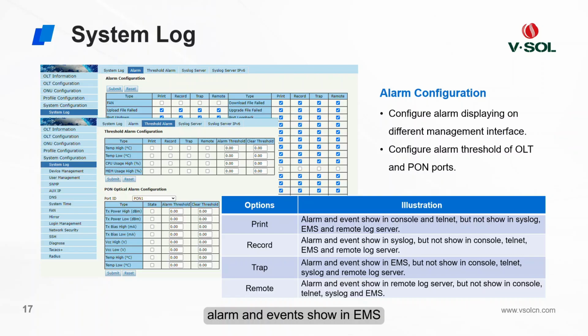Trap. Alarm and event show in EMS, but not in console, telnet, syslog, and remote log server. Remote. Alarm and event show in the remote log server, but not in console, telnet, syslog, and EMS. You can also set the threshold of OLT alarms.